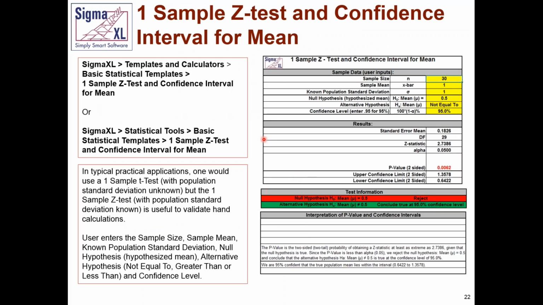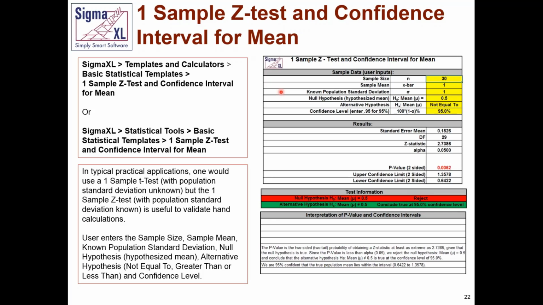This first one is pretty straightforward. With all the templates, you have to enter the summary statistics where it's shaded yellow, and then you get your results. The reason we added the z-test, it was something people were asking for, because you'd have students compute the z-test by hand, and SigmaXL didn't have a z-test in the software, so now you have a way of validating your hand calculations.